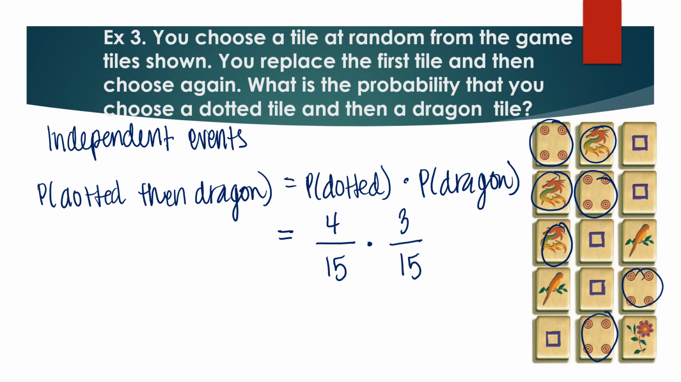And then you could try to see if you could simplify. So the 3 and the 15, I could simplify that 1 and 5. And then you're going to go ahead and multiply those. So that would give you 4 on the top. And then on the bottom, you would get 75.